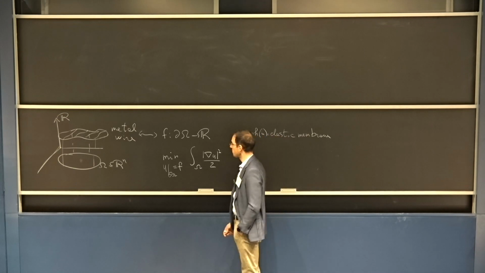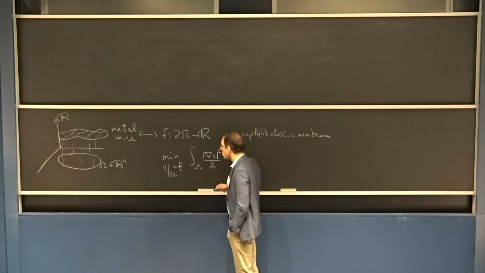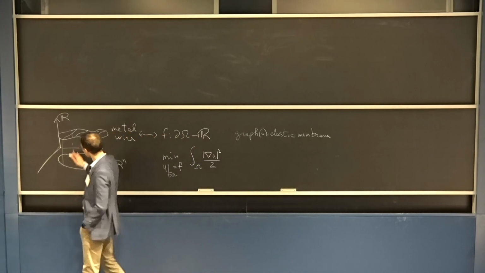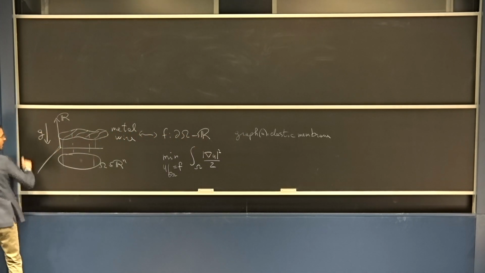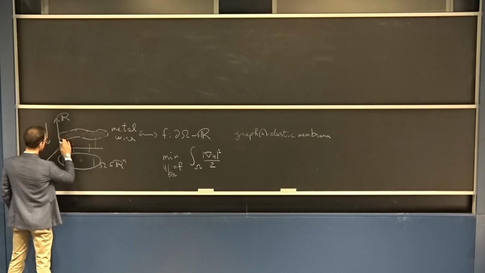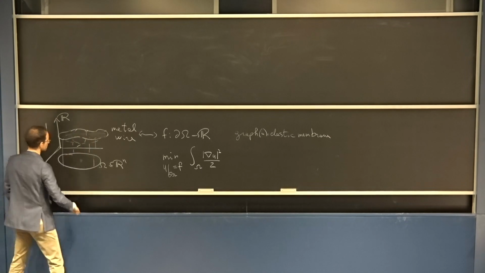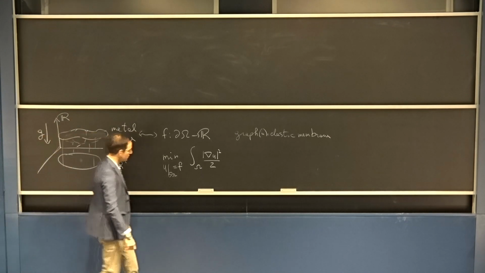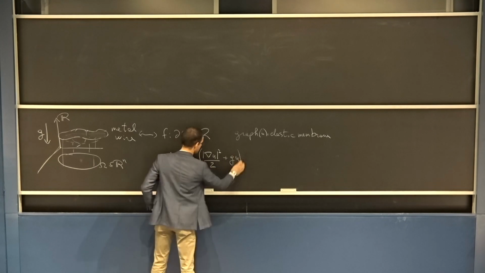Now, this would be the starting point, but it's a bit too easy. So the next thing you say is that, okay, I have my metal wire, but I have gravity acting on it. So when gravity acts, the membrane will tend to bend, because of the weight. So let's add here a gravitational energy.